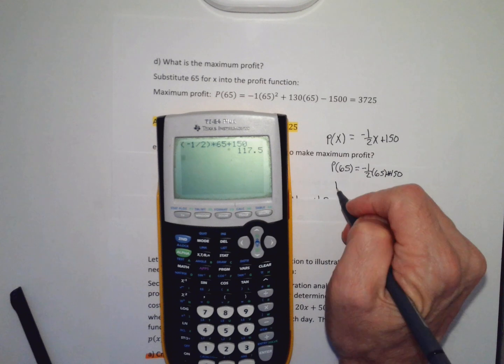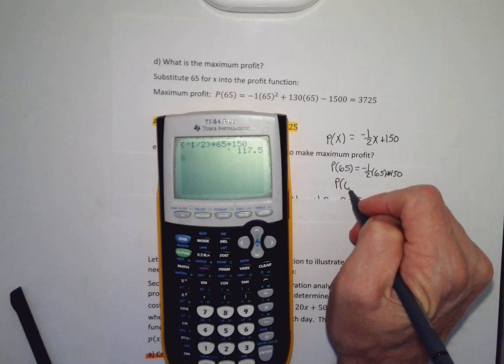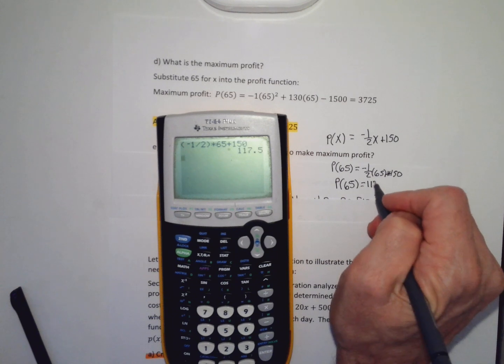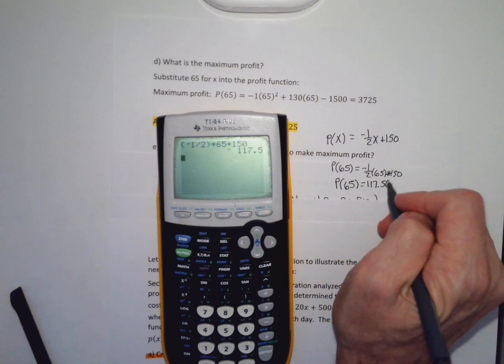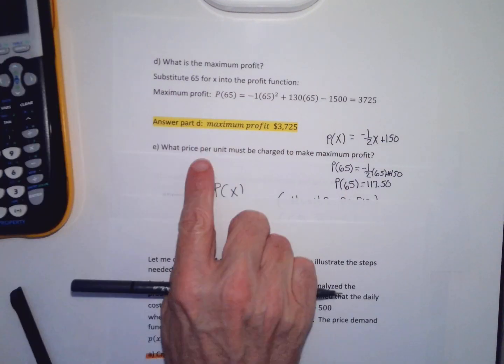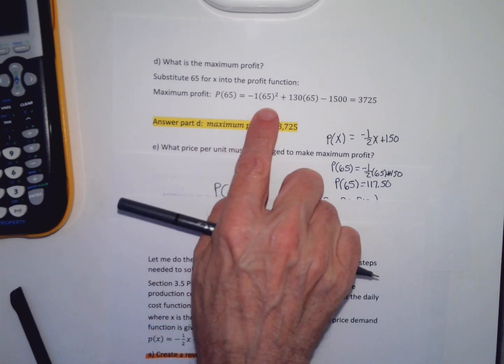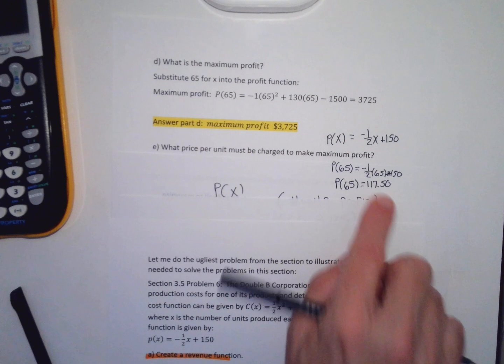So this tells me that P of 65, the price to sell 65 units of whatever this product is, is $117.50. So the price per unit to make the maximum profit, that's the price per unit to sell 65 units, is $117.50.